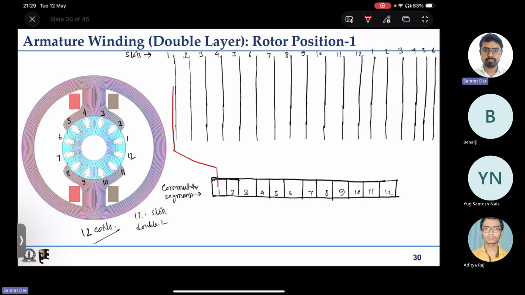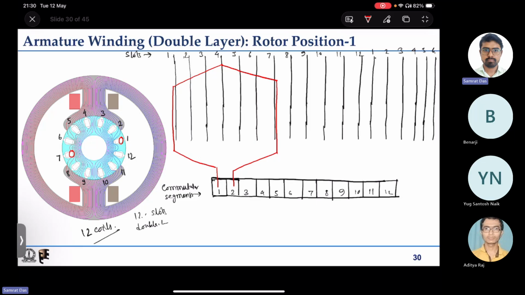Okay, so the red one has come and sat here, so the opposite one will be coming from the diametrically opposite one, that is seventh bottom. So I have to take it to the seventh bottom. Yes, seventh bottom. You come back and it will be connected to segment number 2. So this is our one coil.